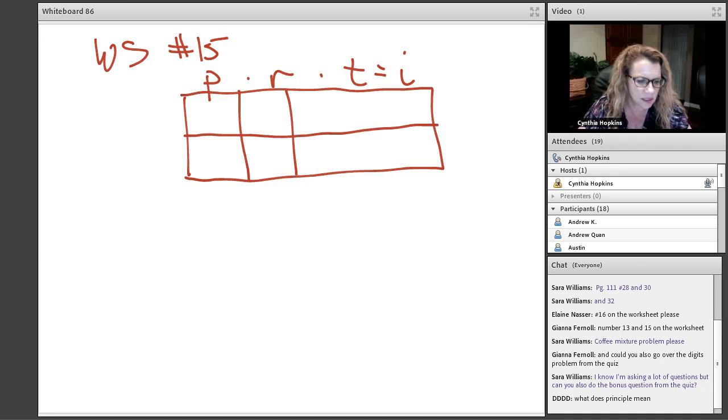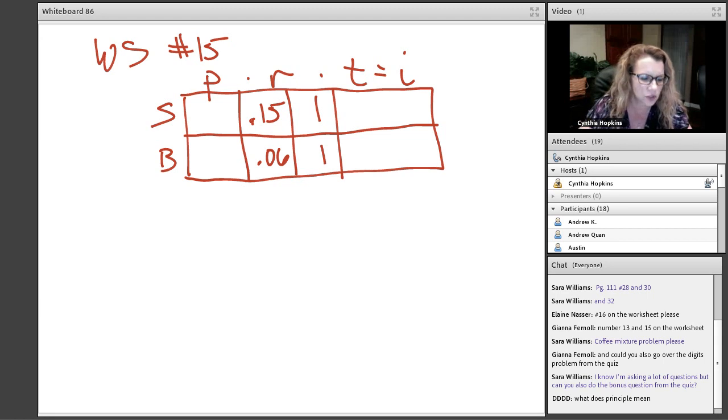So let's see, stocks, I'm going to put an S for stocks and a B for bonds. Stocks were 15%, 0.15, and then bonds are 6%. I bet you somebody put 0.6, but no, it's 0.06. And then because they said annually, I know my T's are going to be 1. Okay, so the $8,000, that's a total because they said some at this percent, 15%, and the remaining at 6%.